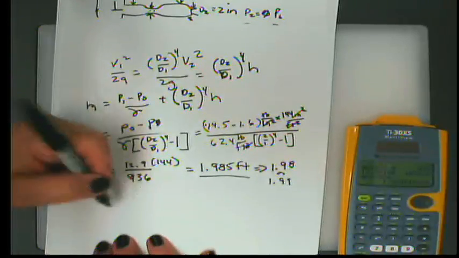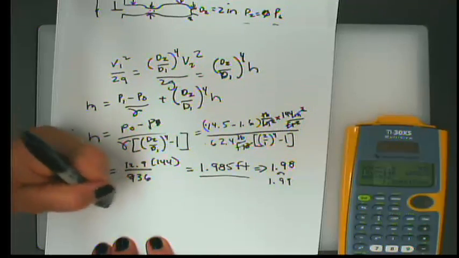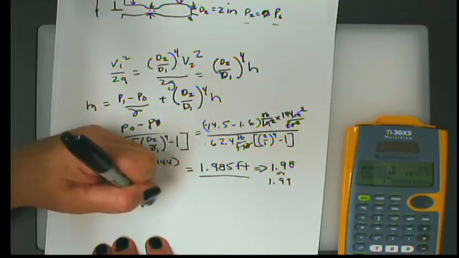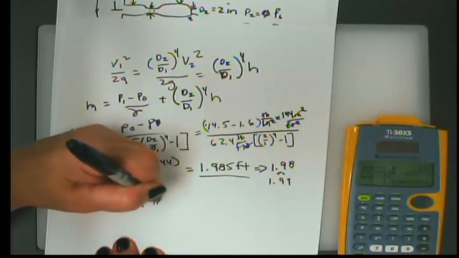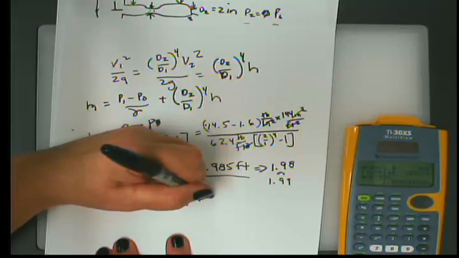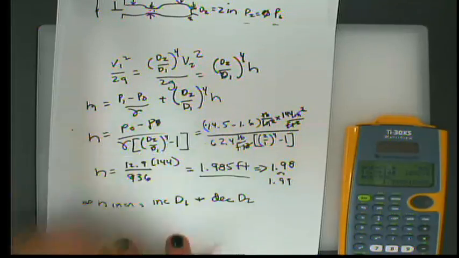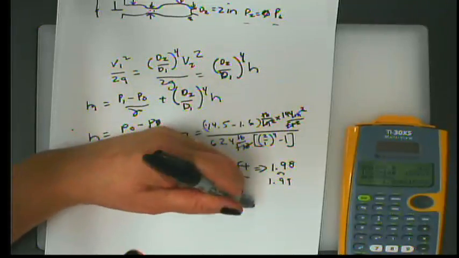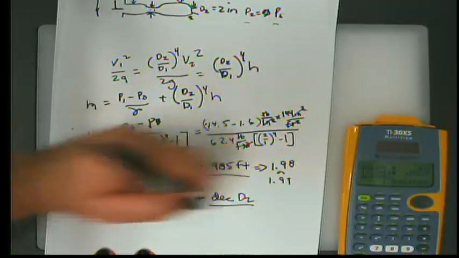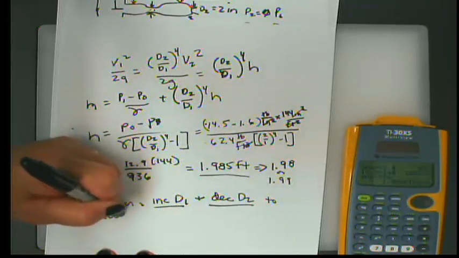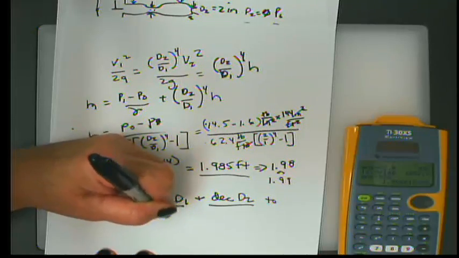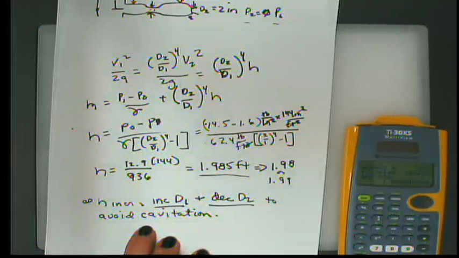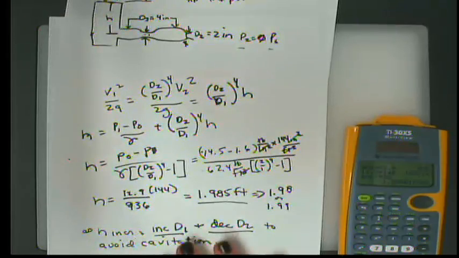So the answer is, as H increases, we would have to increase D1 and decrease D2. To avoid cavitation, D1 should be increased, D2 should be decreased, okay, to avoid cavitation. All right, so that's problem 360.